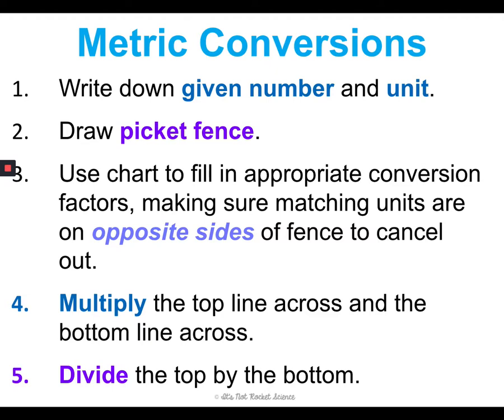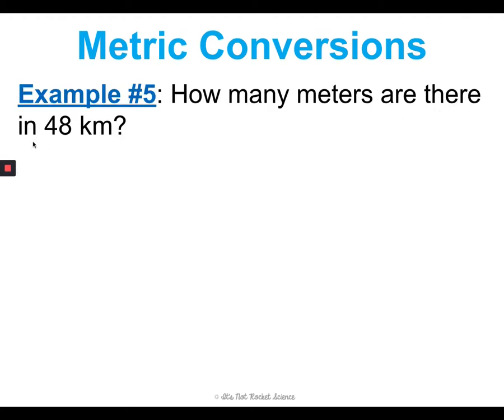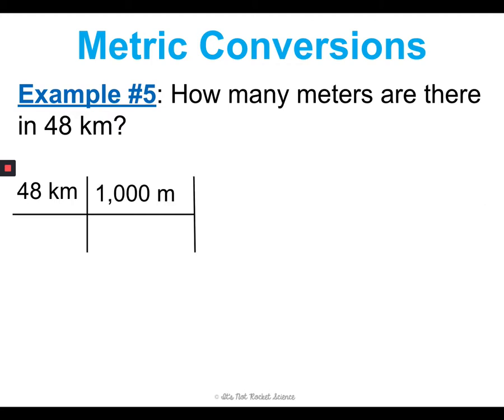But let's give an example here just so you can kind of have an idea. There is a picket fence. So that's my picket fence here. So how many meters are there in 48 kilometers? So first thing we do, write down the given number and unit. Then we have a picket fence here, so we just let it write a line. And we know it's going to be one on top of the other. And then we're going to draw another picket fence here just because we know we don't want that separated with something else.